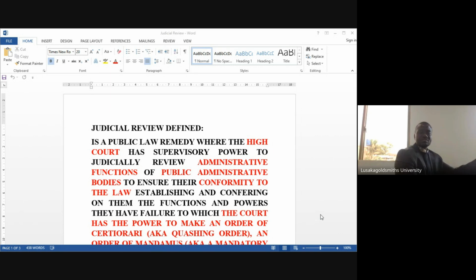Nompumelelo, what is the next ground? Procedural unfairness. Okay, procedural unfairness, or procedural. They are both correct. Yes, of course, procedural unfairness. Let's look at procedural improprieties. So the second ground is procedural impropriety.